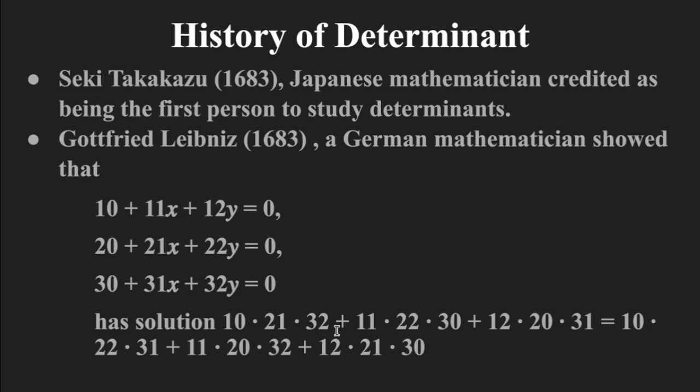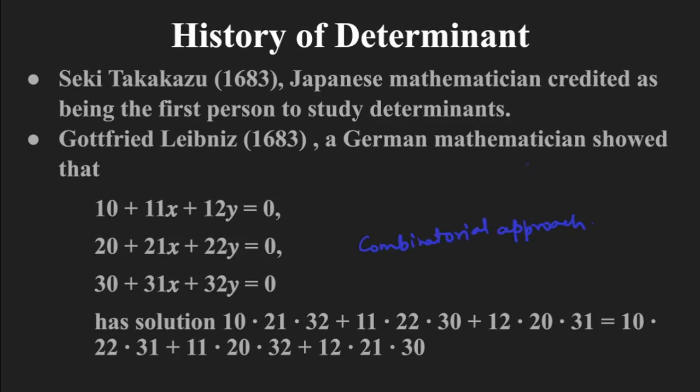And in the same year, 1683, Leibniz, who was a German mathematician, wrote a letter to a French mathematician, where Leibniz argued that the set of three equations as given here, 10 plus 11x plus 12y, 20 plus 21x plus 22y equal to 0, and 30 plus 31x plus 32y equal to 0, will have a unique solution in the form of this solution, where this solution is the modern property of figuring out the determinant value.